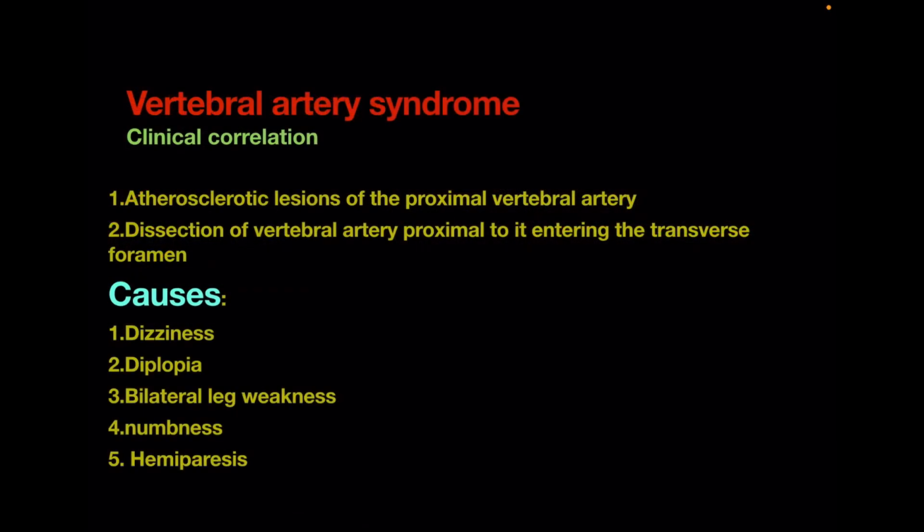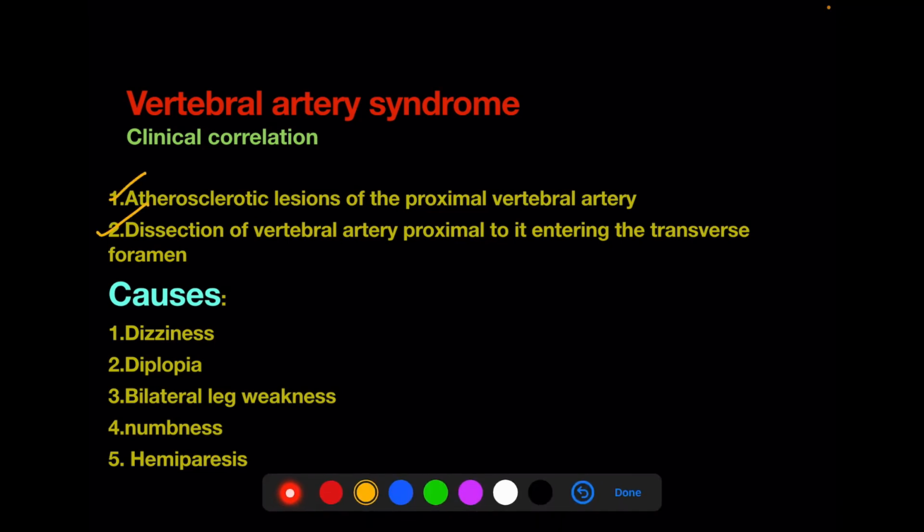Right, now coming to our last topic of this lecture, that is vertebral artery syndrome. This vertebral artery syndrome can be caused by atherosclerotic lesions of the proximal vertebral artery, or by dissection of the vertebral artery proximal to its entering the transverse foramen. As you can see here, it is written already, and it can cause what? Dizziness, diplopia, bilateral leg weakness, numbness, and hemiparesis.